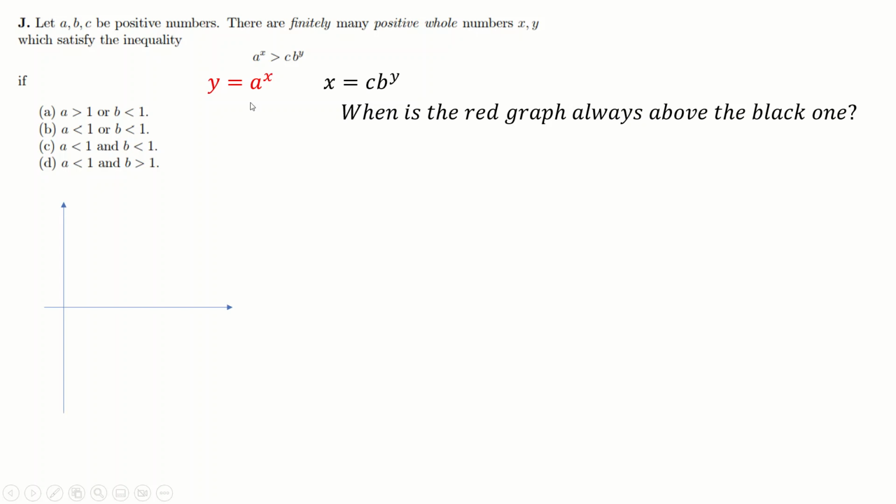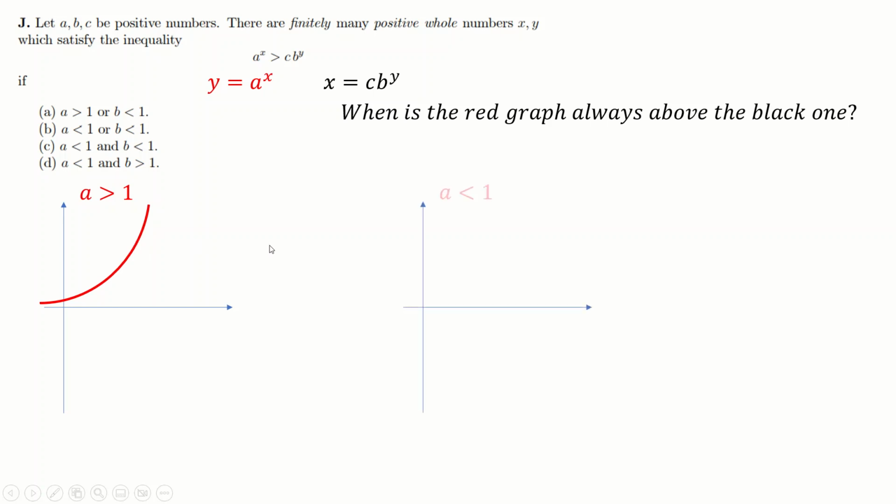Now there's a few things to do here. Firstly, this graph looks different when a is bigger than 1 or less than 1, as the hint shows in the question. When a is bigger than 1, it looks like a standard exponential, right? Because when you have a number bigger than 1 and you raise it to a power, it just gets bigger.